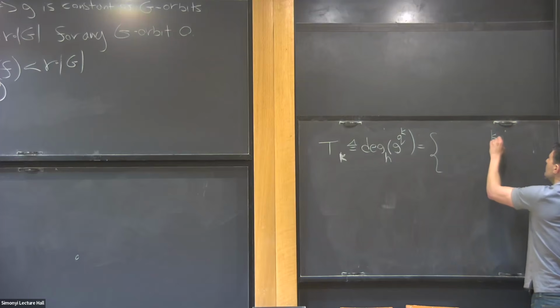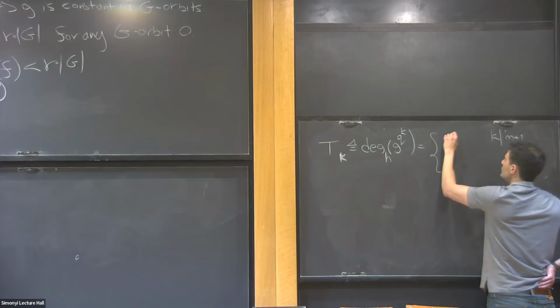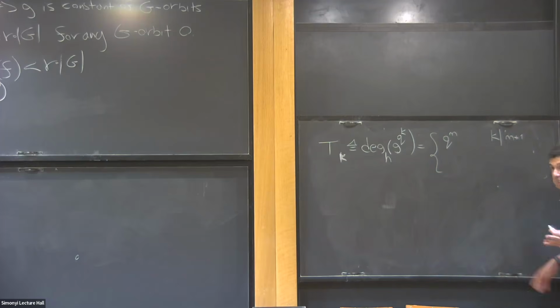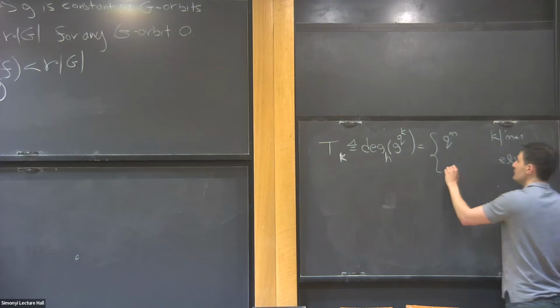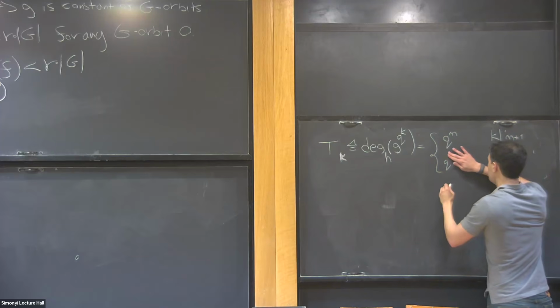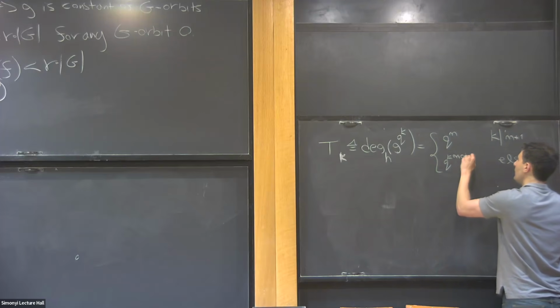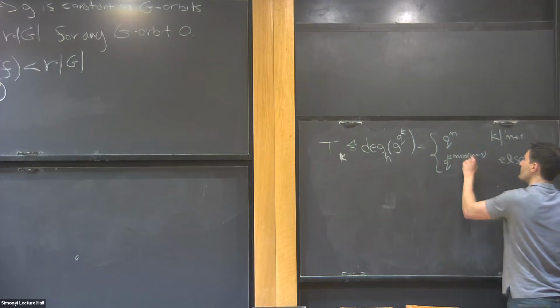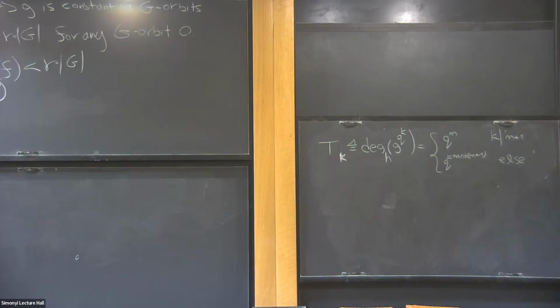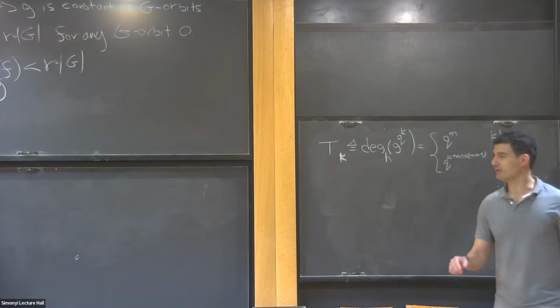If k divides m plus 1, this is q to the m. And else, this is q to the k mod m plus 1. Okay, why? Because it's some calculation. Doesn't matter, for now.